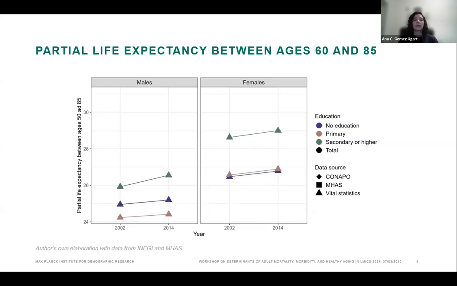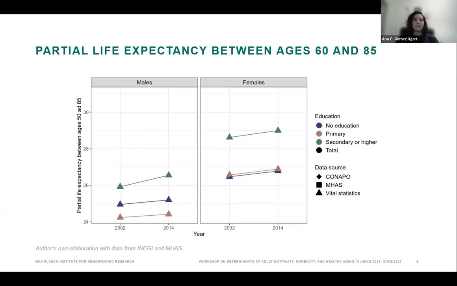When we look at the vital statistics, we see some unlikely patterns. For males, for example, those with primary education, which is between 1 and 6 years of education, actually have a lower life expectancy than those with no education. This is a sign that something is, I don't want to say wrong, but something is strange with the data, because we would expect that males with no education would have a lower life expectancy than those with at least 1 year of education. For women, we do see that gradient, but it's almost non-existent. So this points out that mortality estimates by education from the uncorrected vital statistics have some problems.